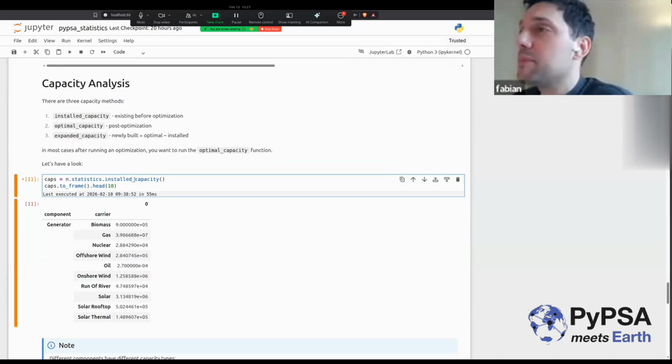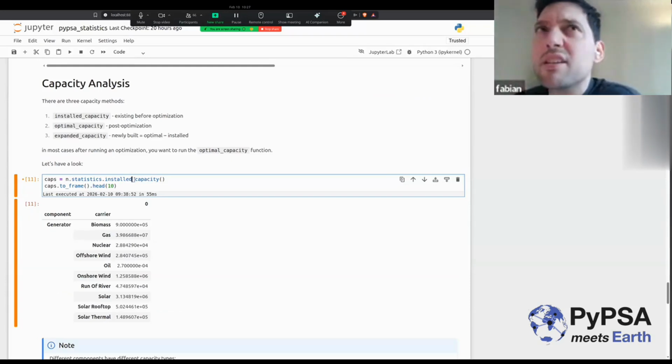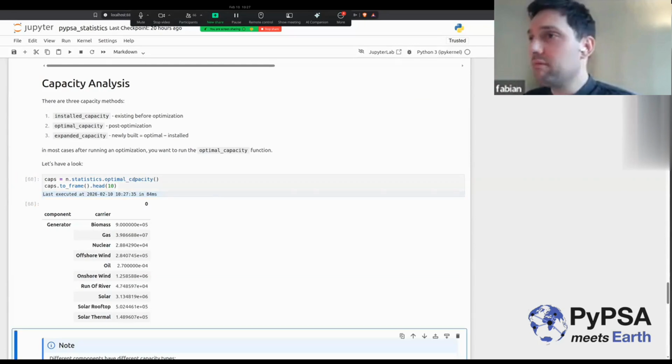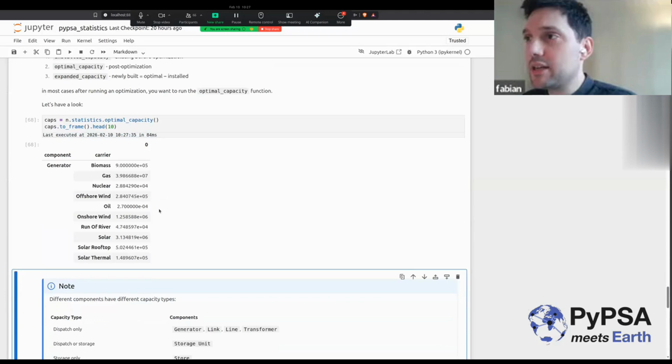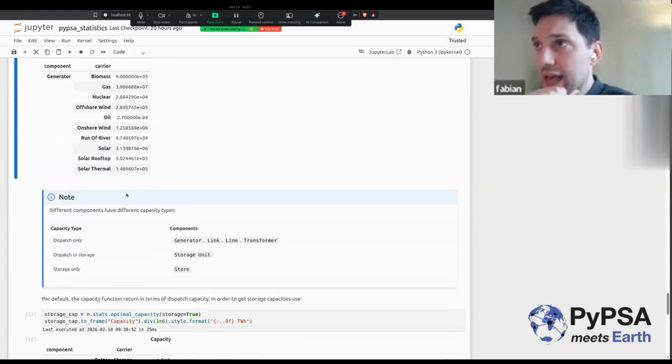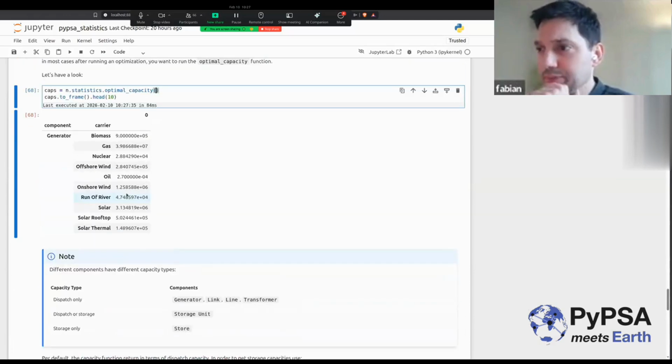Sorry, pre-optimization installations, right? So after the optimization, we want to know what was now optimized, what's the capacity investments that are optimal. And you do that with the optimal capacity function, and you get the same resolution here again. So again, you can use all of the group by arguments and group by methods that we discussed already and have a look at these.